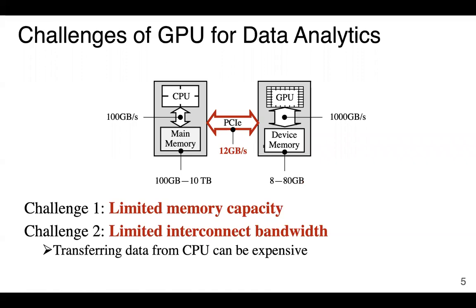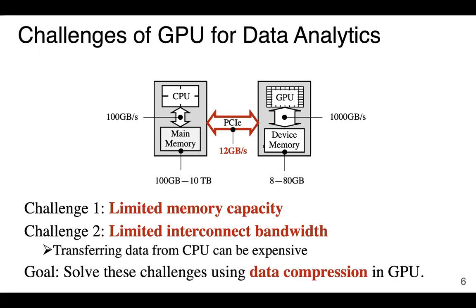It is always possible to transfer the data from CPU. However, the interconnect bandwidth between CPU and GPU is also limited. Most of the GPU nowadays still use PCIe Gen 3 as its interconnect, which only has about 12 gigabytes per second of bandwidth, which is why transferring data from CPU to GPU can be quite expensive. The goal of this work is to solve these challenges by using data compression in GPU.